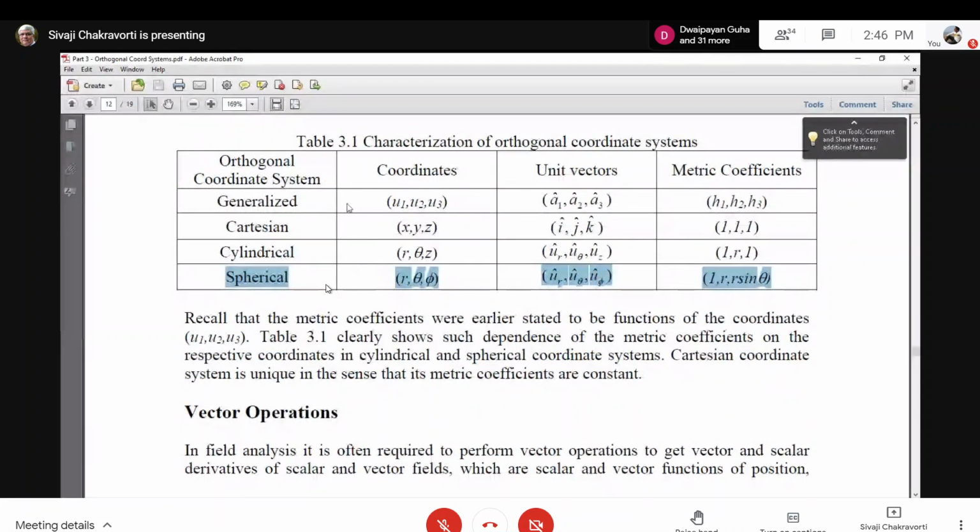Now, table 3.1 clearly shows the dependence of the metric coefficients on the respective coordinates. This I have already explained, but please remember this is a very important property. Only in Cartesian are the metric coefficients constant, not dependent on any coordinate of that particular system. This is the only unique coordinate system, and as a result, it is also the simplest coordinate system.